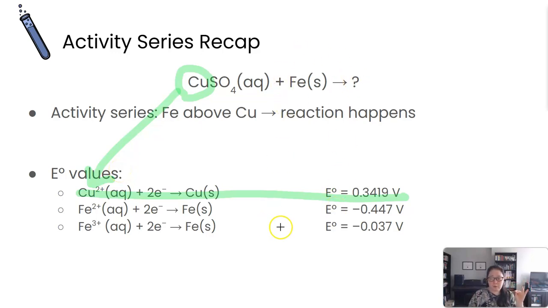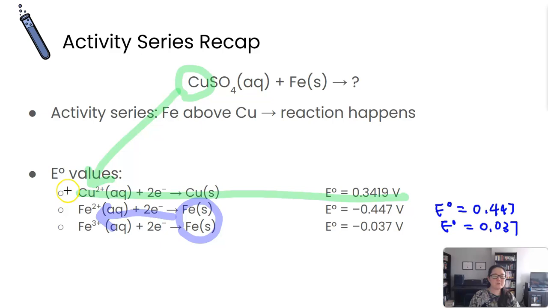For your iron, though, you have two possibilities, but it wouldn't be happening in this particular order because you're not starting with iron ions, you're starting with iron metal. So you're actually going to be looking at the reverse of these ones rather than the values as they are written. So if you are looking at the reverse, you're going to be looking at E0 values of positive 0.447 or positive 0.037.